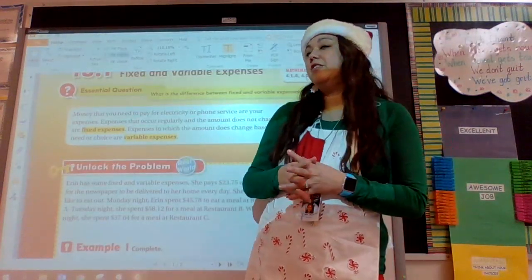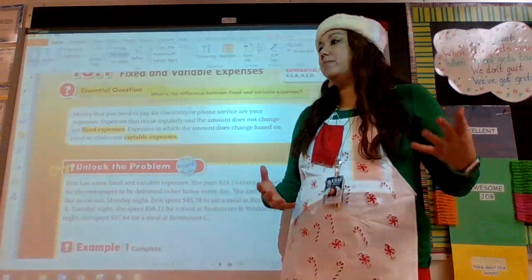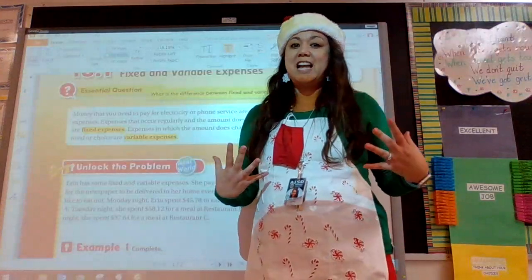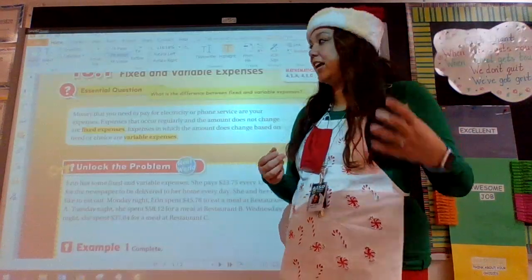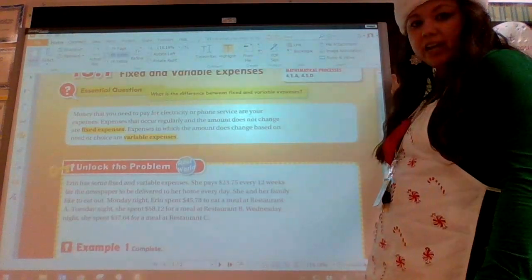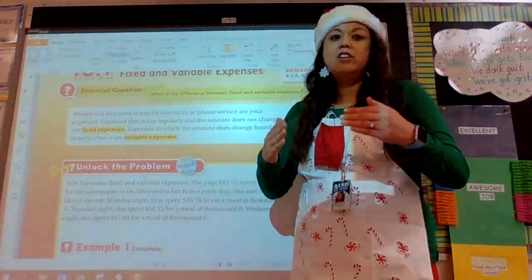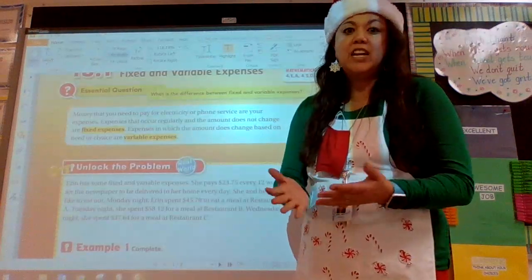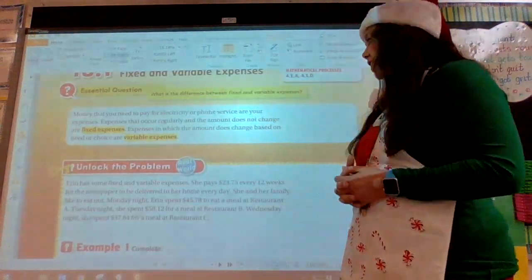And how I tell students, and how I'm going to tell you guys to remember fixed expense: when I fix my hair, I don't want it to change. I want it to stay the way it is. So fixed means to stay. This smart board is fixed to the wall. It's going to stay there. So fixed means it does not change. It's not going to move. So that can help us remember that word fixed.